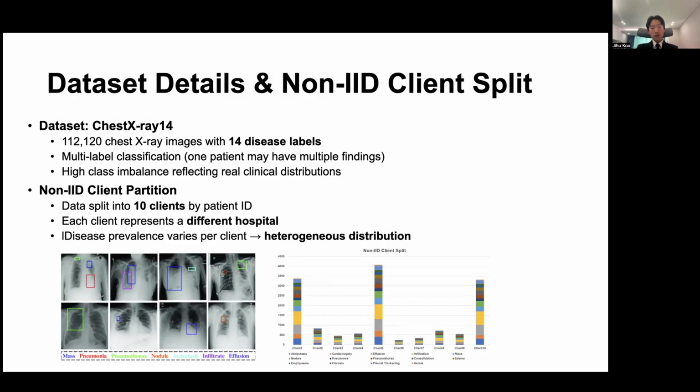Each bar represents one client, and each color segment represents a different disease label. As you can see, some clients are dominated by certain diseases, while others have very different proportions. This clearly illustrates a non-IID heterogeneous client distribution, which makes the federated learning problem more challenging and is a realistic setting for medical AI.